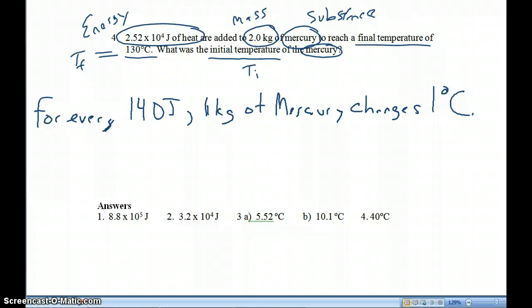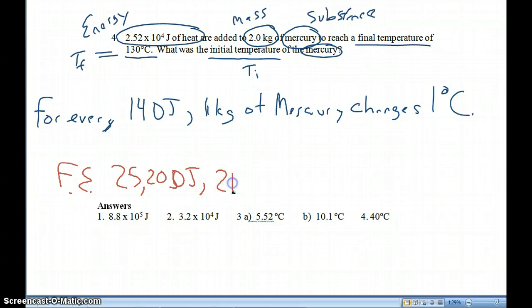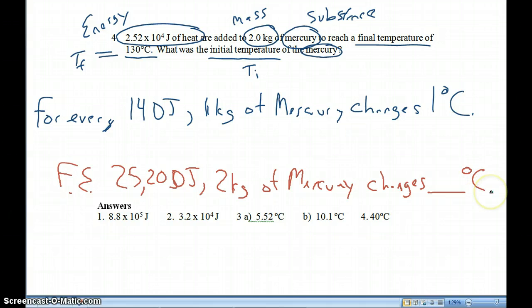Okay, so now I take a look at what was given to me here. Let me just change colors real quick. I'll go back to red here. And I can say for every 25,200 joules, 2 kilograms of mercury changes some number of degrees Celsius, right? And remember that this value here is my delta T. This is my change in temperature. And I think that's important to remember. It's not a final temperature. It's not an initial temperature. That's my change in temperature.